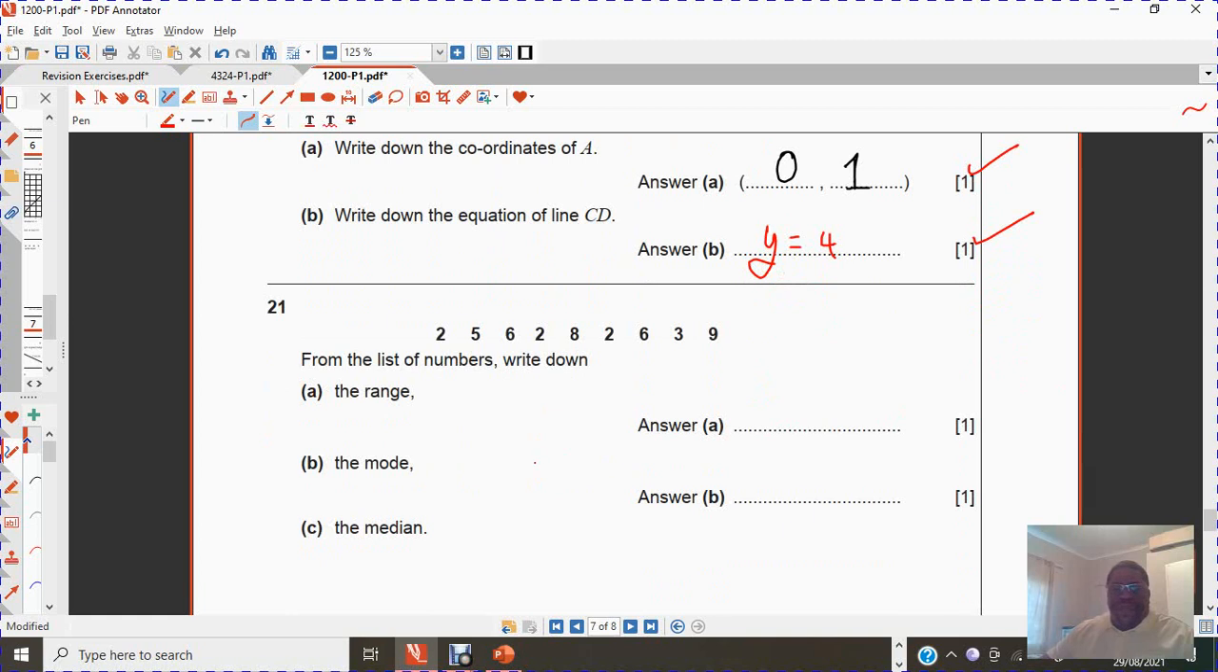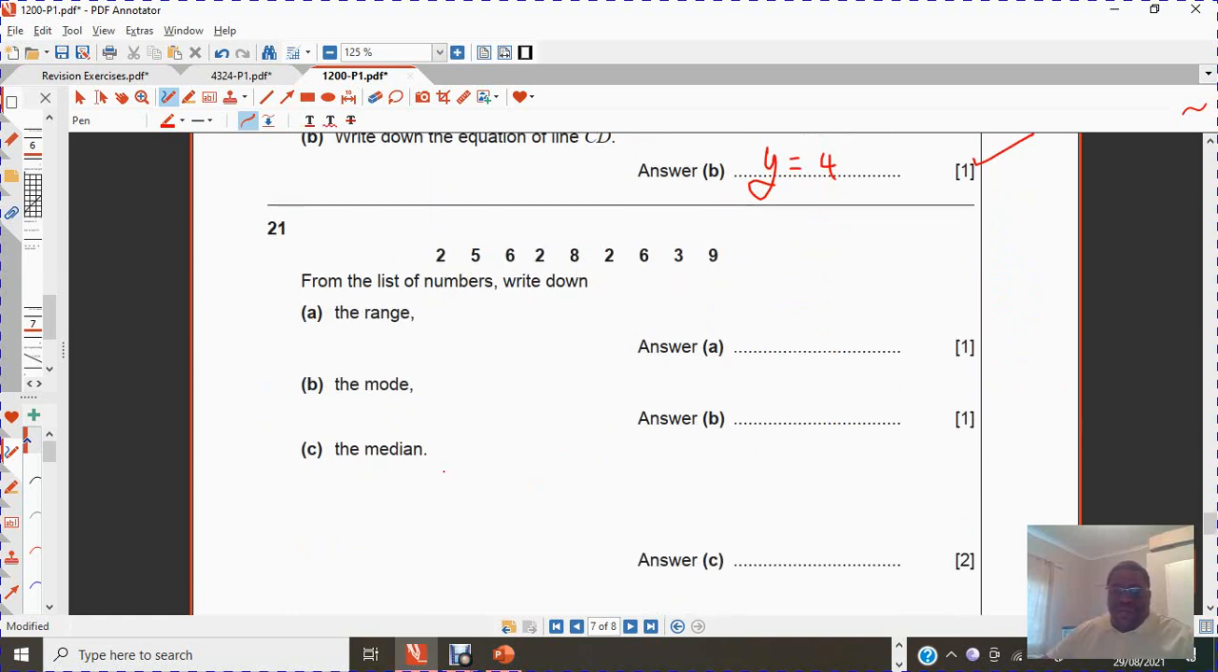Question 21. You have got a list of numbers, and from this list of numbers, you're supposed to write the range. It means you take the biggest value, which in this case is 9, and then you subtract the lowest value, which you can see is 2. So the range is 7. Then the mode is the one that appears the most. From that information, you can see that 2 appears 3 times, and 2 is the mode.